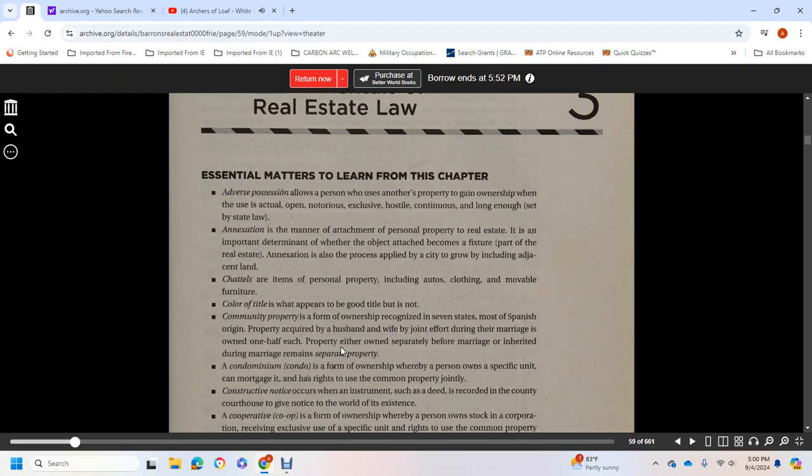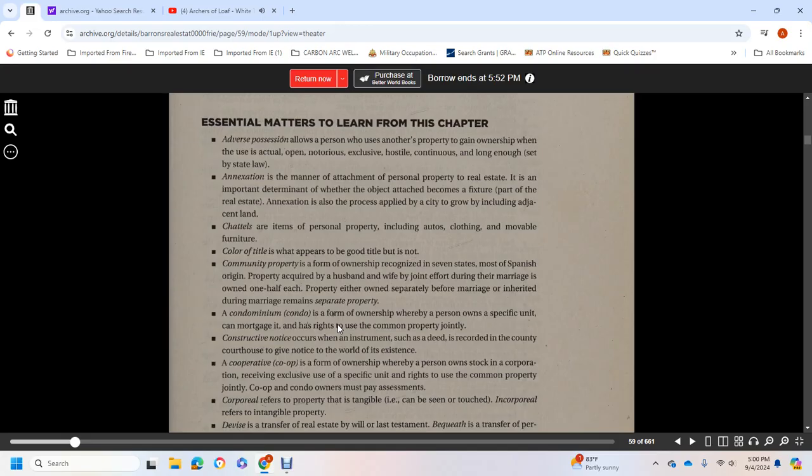Community property, a form of ownership recognized in 7 states, most of Spanish origin. Property acquired by the husband and wife, joint effort during the marriage, is owned one half each. Property either owned separately before marriage or inherited during a marriage remains separate property. Condominium or condo, a form of ownership whereby a person owns a specific unit, can mortgage it, has a right to use common property jointly.